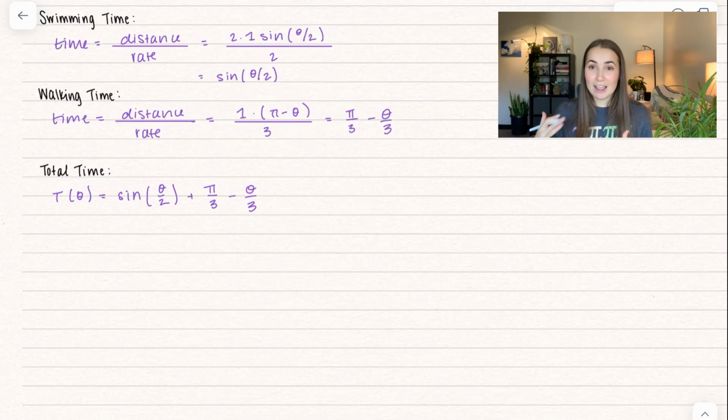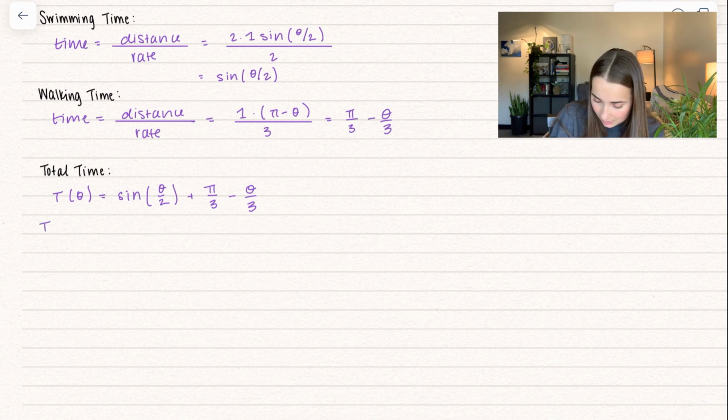So remember, we now want to find our critical points. That means I'm going to take the first derivative of this, so t prime of theta.